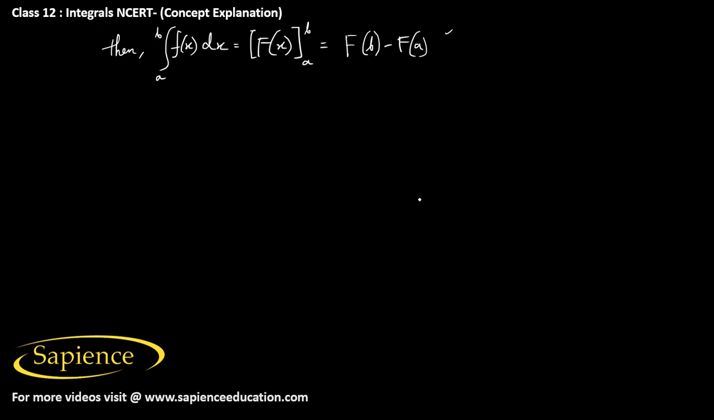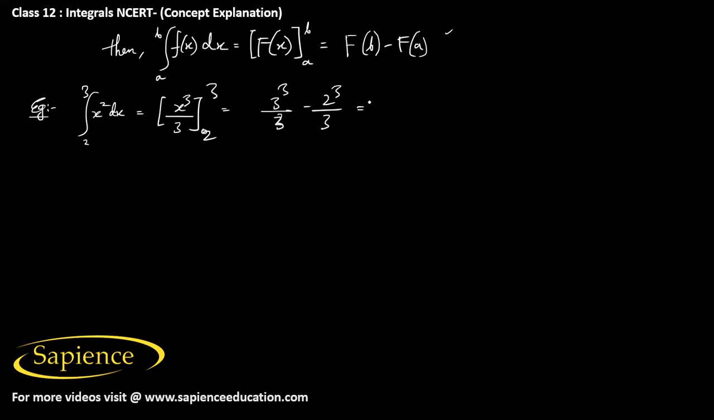So suppose we are being asked to integrate the function, for example, the integral from 2 to 3 of x square dx. We know that the antiderivative of the function x square is x cubed by 3. So it will be x cubed by 3, going from 2 to 3, and then we have to put 3 first and then put 2 and subtract. It means 3 cubed by 3 minus 2 cubed by 3.